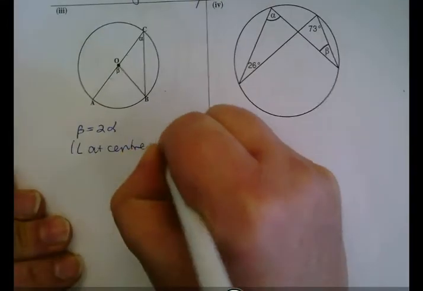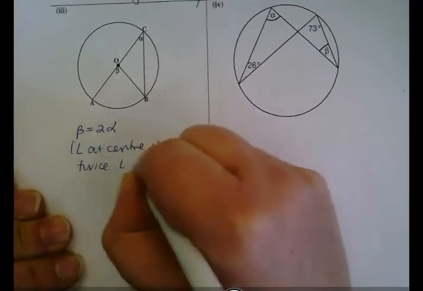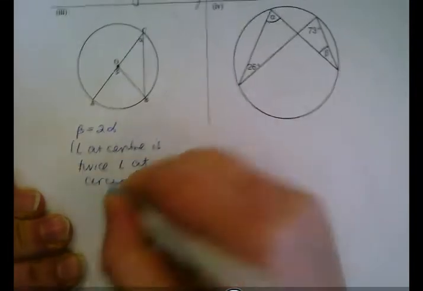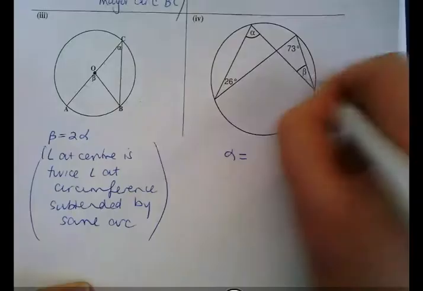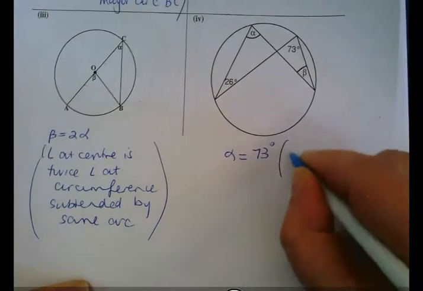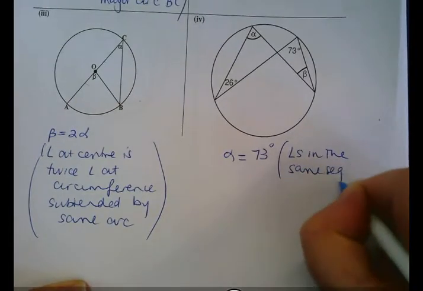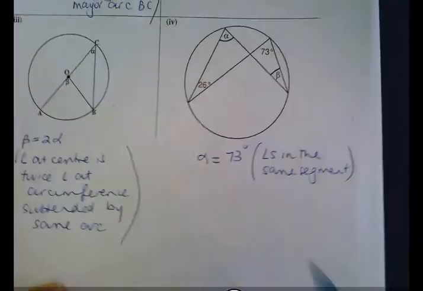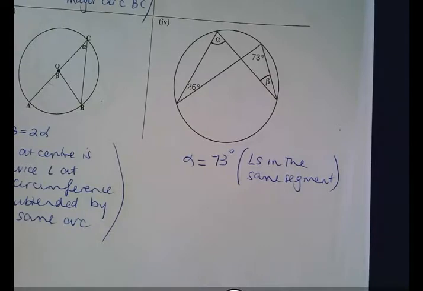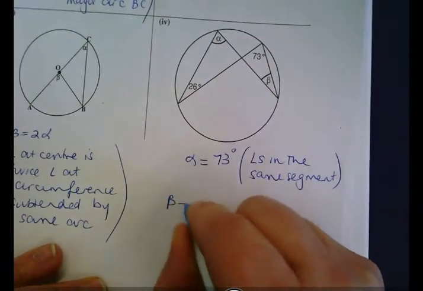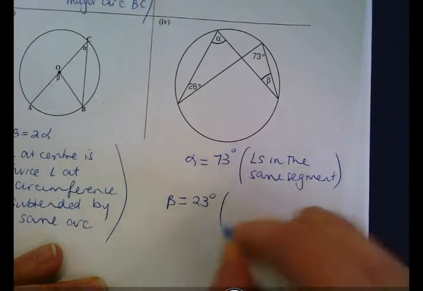Is that week 8? Yes, that's okay. 73, angles in the same segment if you want. That's it, easy. Or angles at the circumference subtended by the same arc are equal. So the two angles are at the circumference. And beta is 23. Again, angles in the same segment.